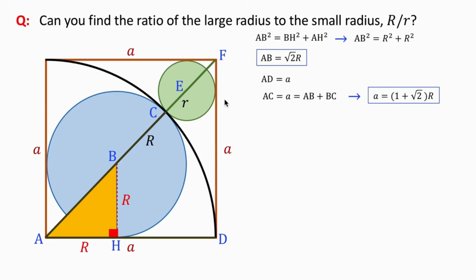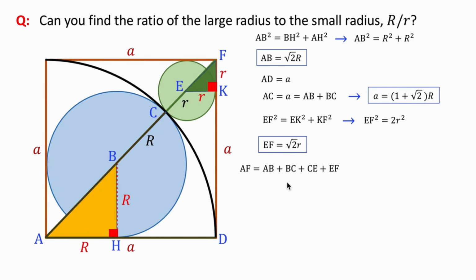Now we are going to find the line segment EF. We draw a radius of the small circle perpendicular to the right side of the square. EFK is a right triangle. We can write the Pythagorean theorem as this, and since EK and KF both have lengths r, we find that EF equals square root of 2 times r.